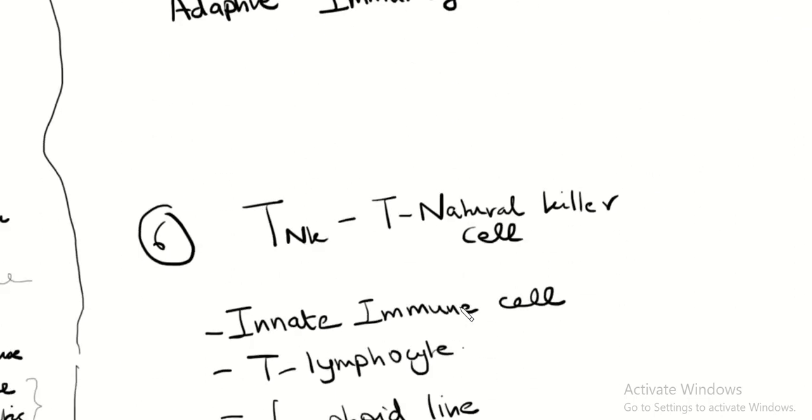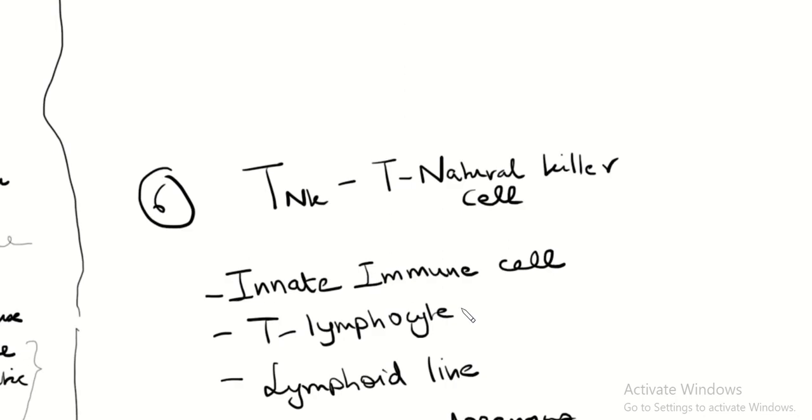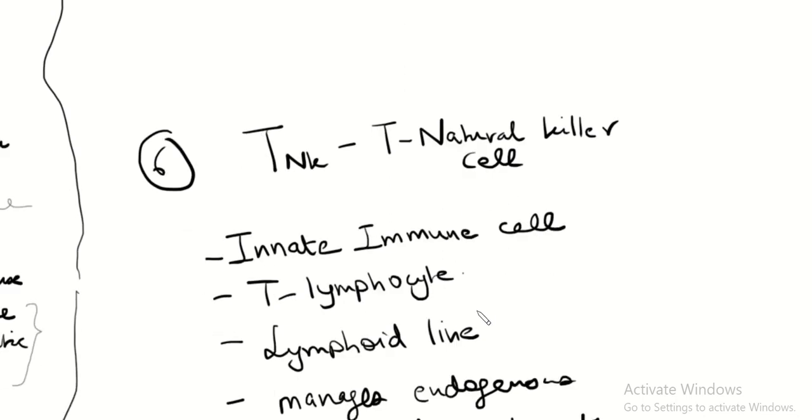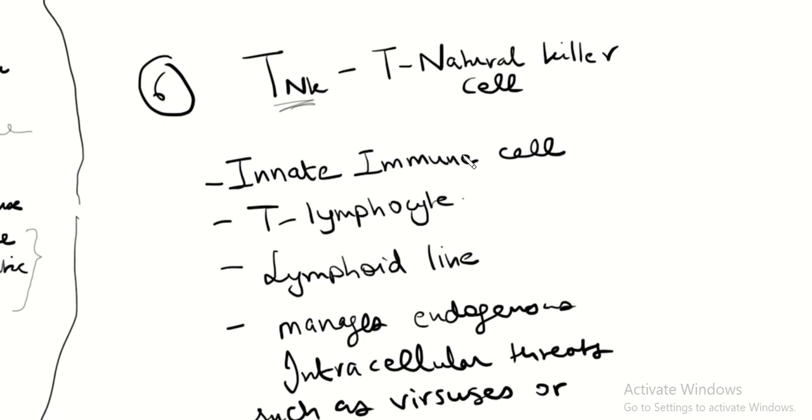Okay. Now we have another cell. So we're going to go to the next cell line, which is our T natural killer cells, or TNK. Okay. So let's talk about is this an innate immune cell or adaptive immune cell? So it is an innate immune cell. It's a T lymphocyte. Okay. So again, it's a lymphoid line. So this is where it becomes very tricky.